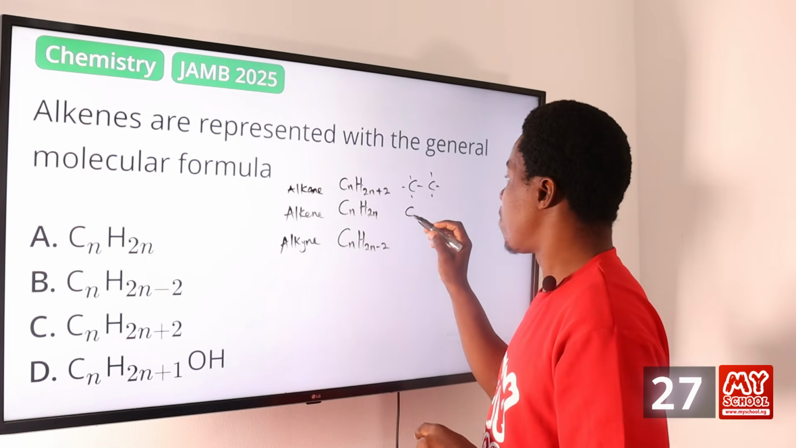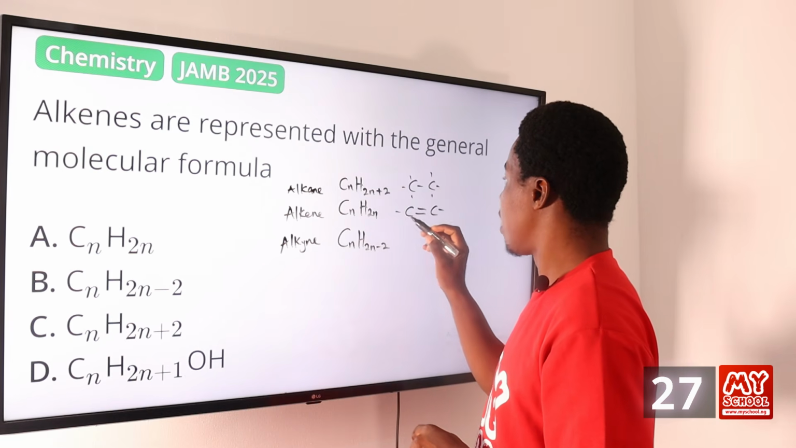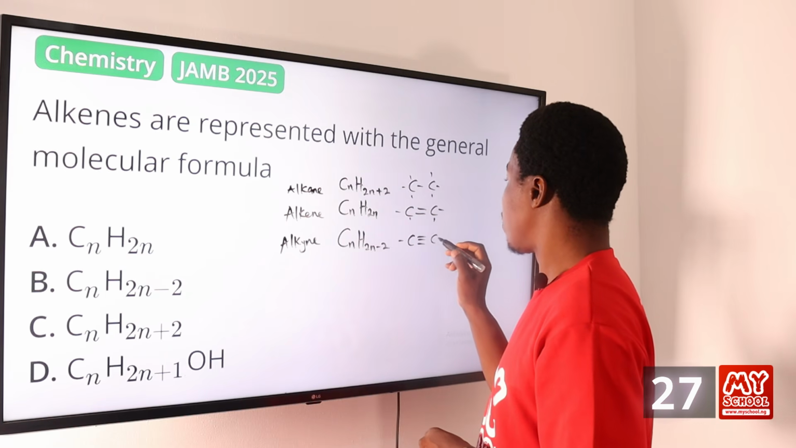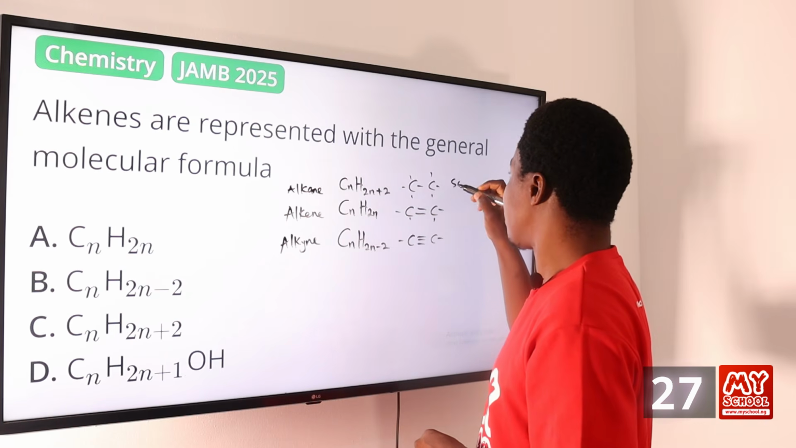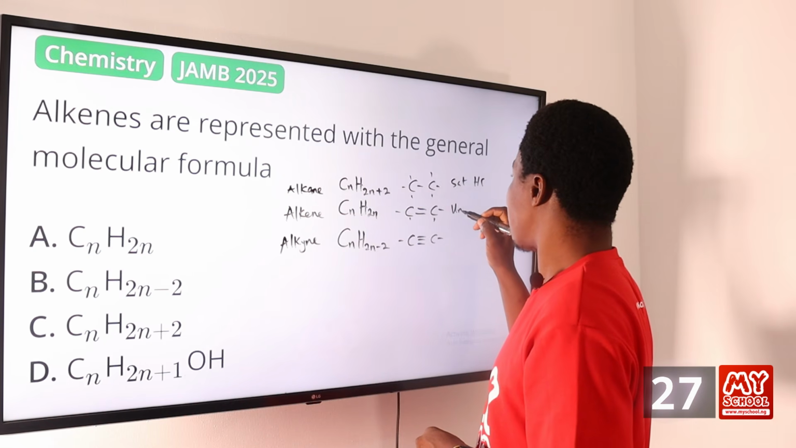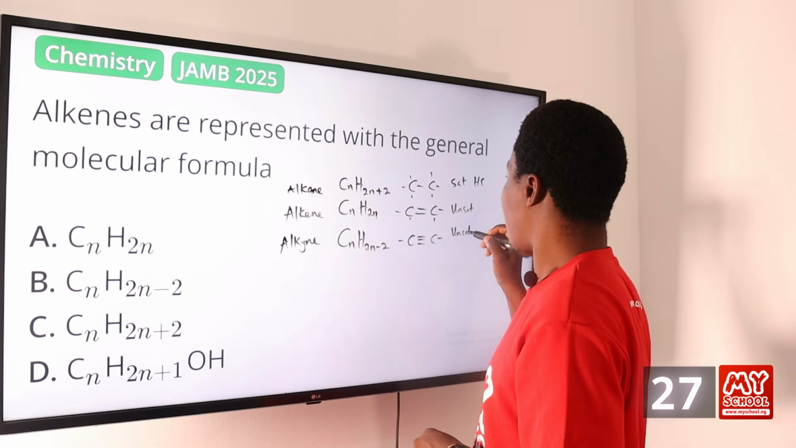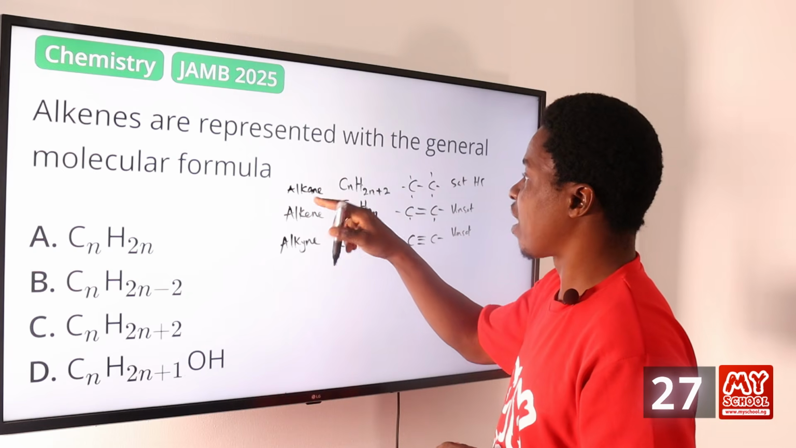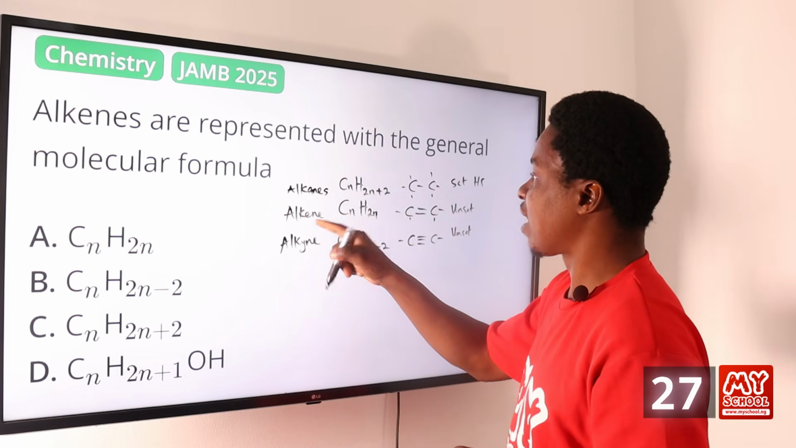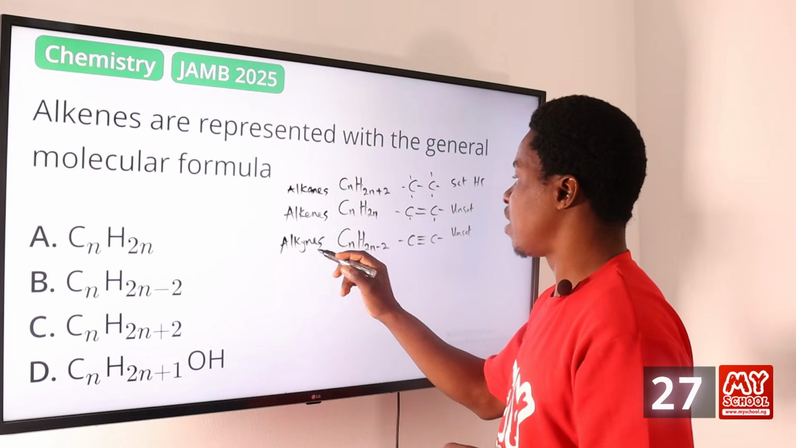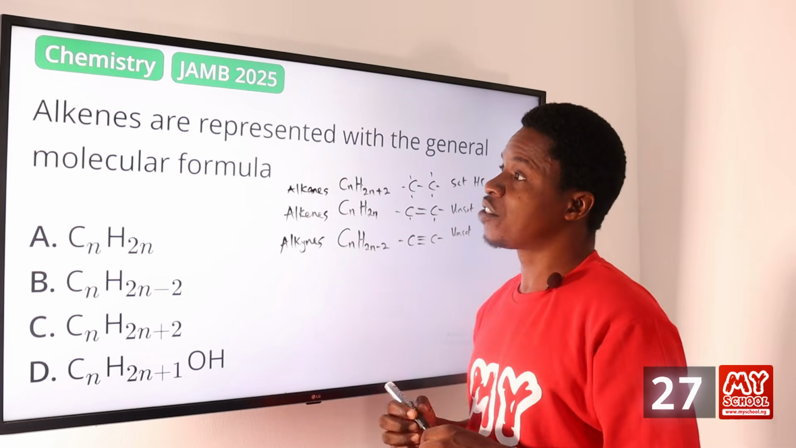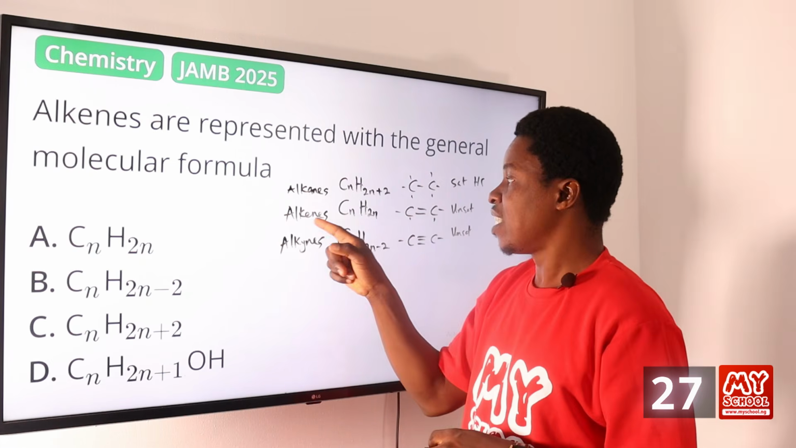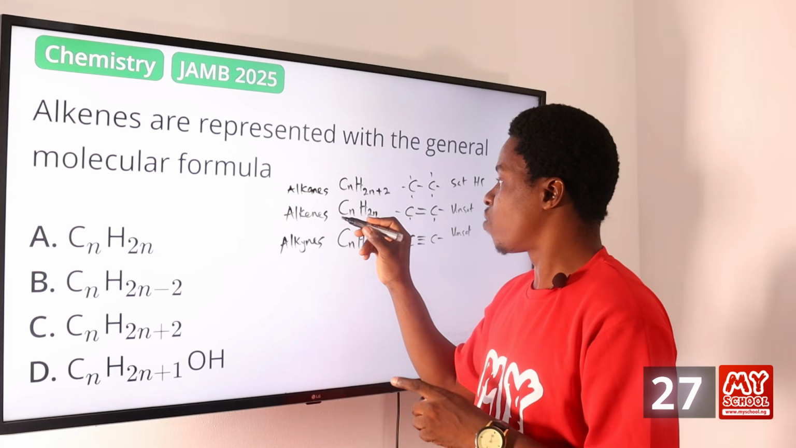While the alkenes have a carbon double bond, we have them here, okay, double bond in between, and the alkynes have the carbon triple bond that we have in here, okay. So these are saturated hydrocarbons, these ones are unsaturated hydrocarbons, okay. So you can see the general molecular formula for alkanes is CnH2n plus 2, alkenes CnH2n, alkynes CnH2n minus 2, okay. So the question says alkenes are represented with the general molecular formula, alkenes ENE here, that is CnH2n.